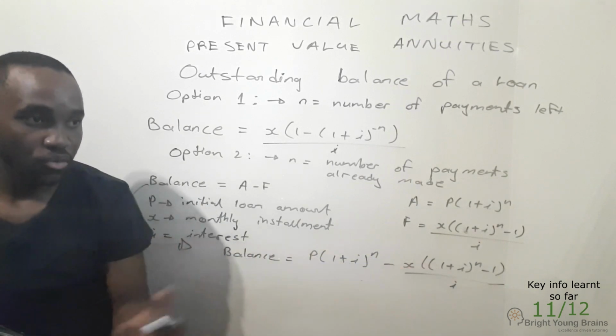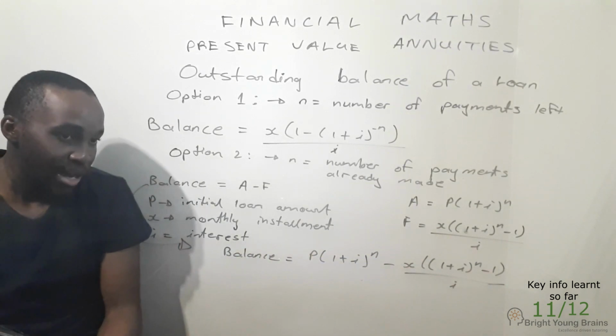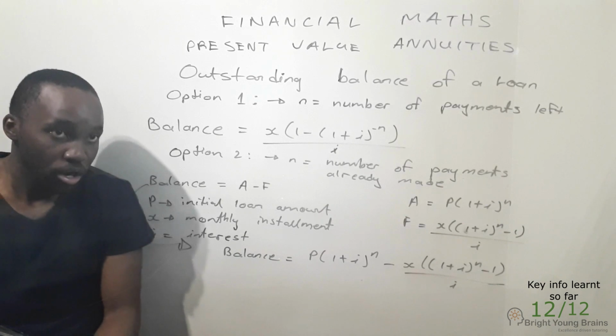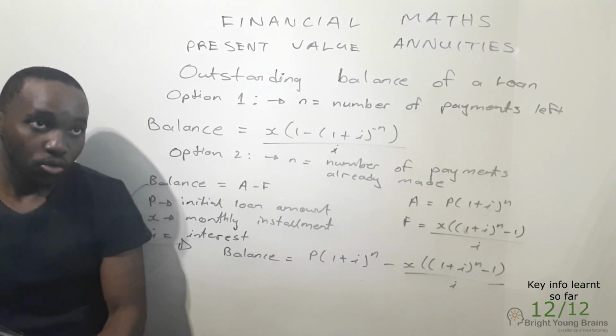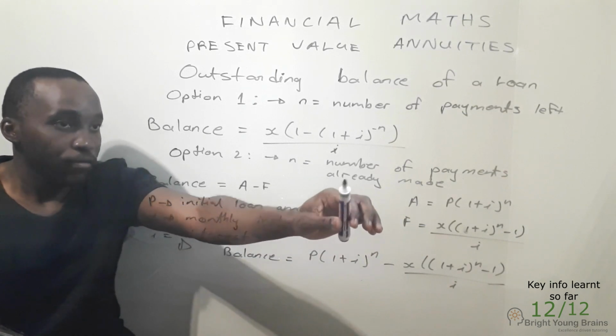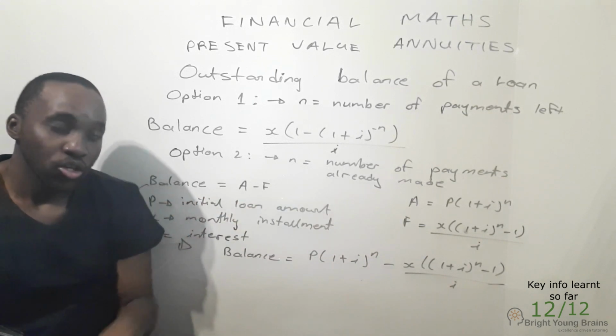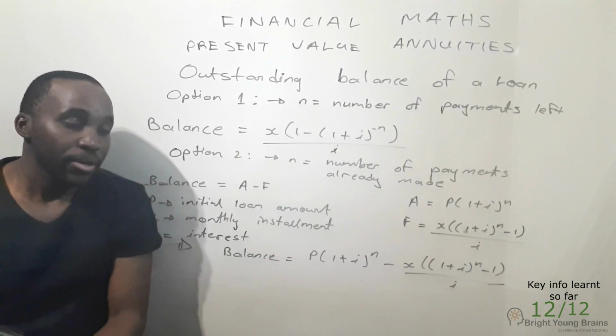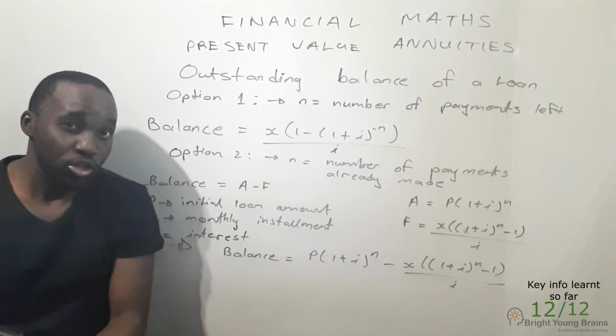So this is essentially what your whole sum will look like when you need to work out the balance of a loan, when you already know the number of times that payments have been made. So these are the two options, depending on the question that you're given, that you're going to use.